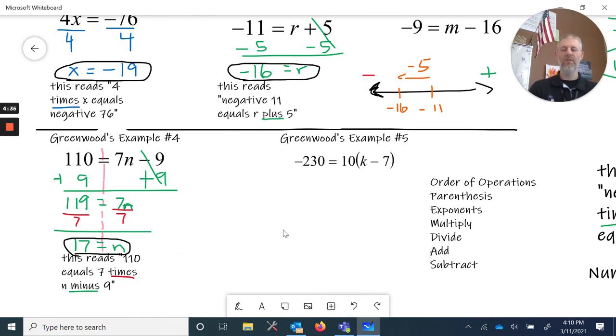Okay, that's solving one-step and two-step equations. In the next video, I'll be talking about how to solve multi-step, as well as showing you how to play the number game. All right, we'll see you in the next one.